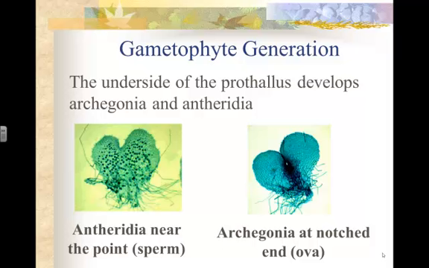From that prothallus, on it develops the male and female reproductive parts. The antheridia, producing the sperm, the archegonium, producing the ova. Usually they're located near the point and at the notch, but that can vary.